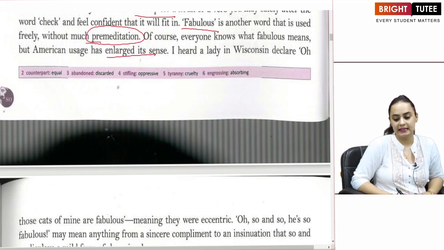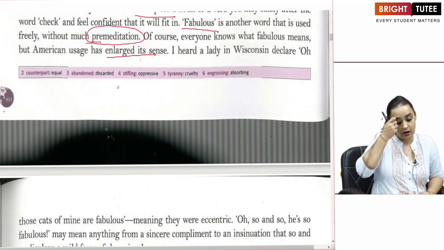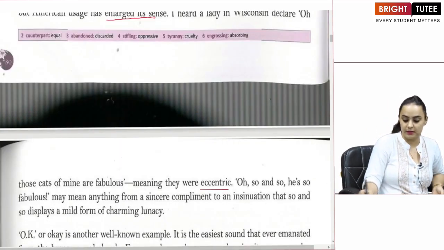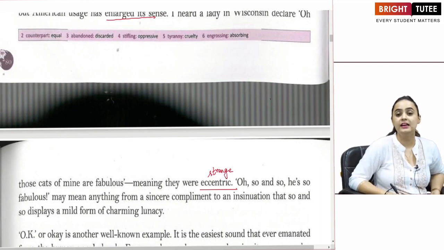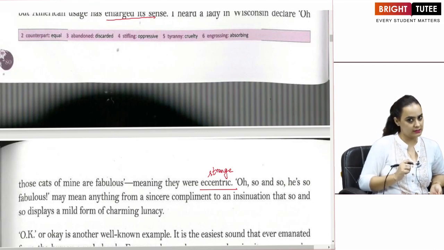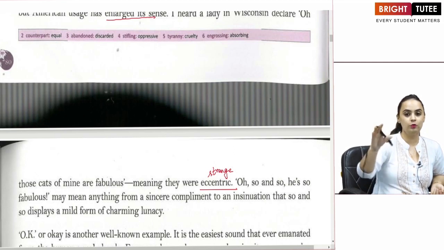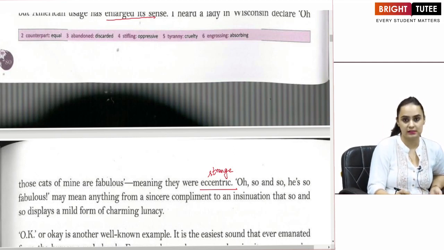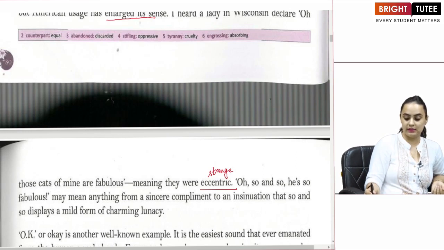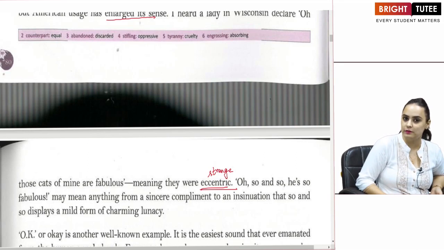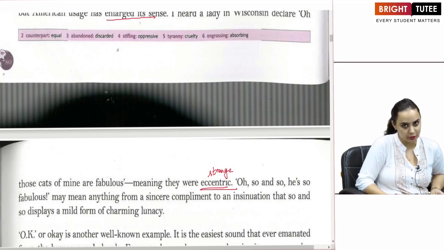I heard a lady in Wisconsin declare, "Oh, those cats of mine are fabulous," meaning they are eccentric. Eccentric means strange. So he says that he once heard a lady who lived in Wisconsin talking about her cats, and she said that those cats of mine are fabulous. What she meant to say was that her cats are very strange, very unique. And what did she use for them? She used simply the word fabulous.